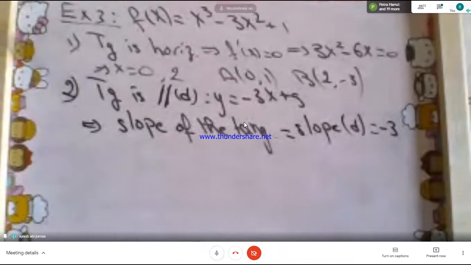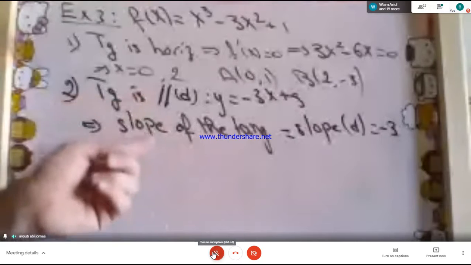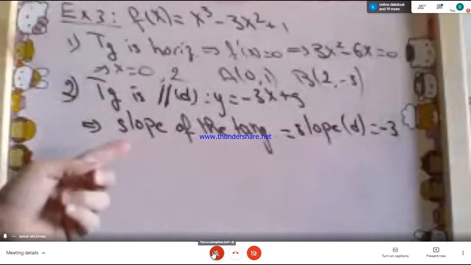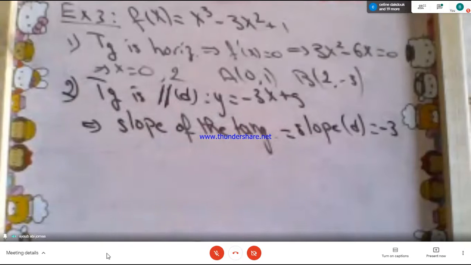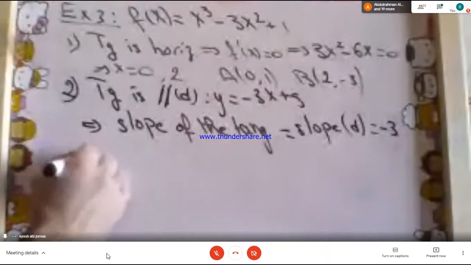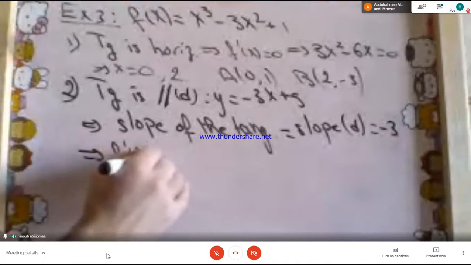But I don't need the equation of the tangent. The derivative. Very good. The slope of the tangent is negative 3, but the slope of the tangent is the derivative. The slope of the tangent is the derivative. So f prime of x is equal to negative 3, right? It means that f prime of x is equal to negative 3.